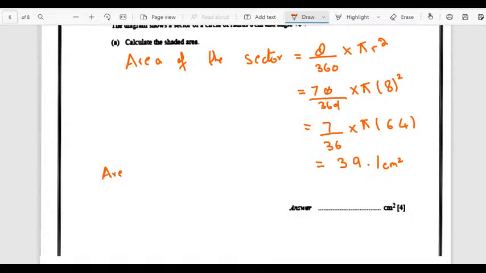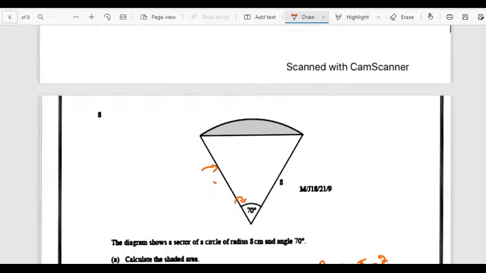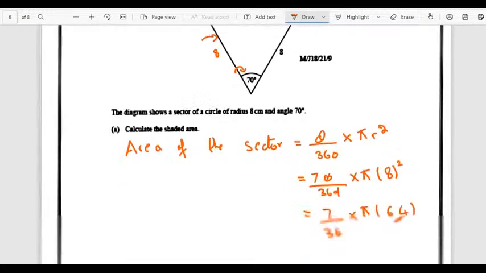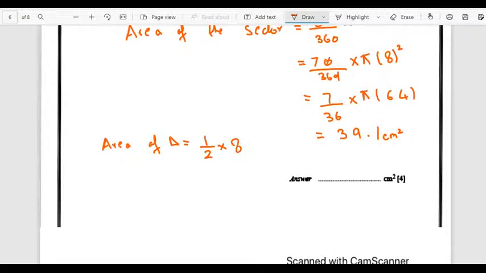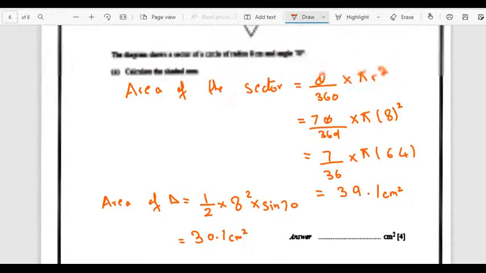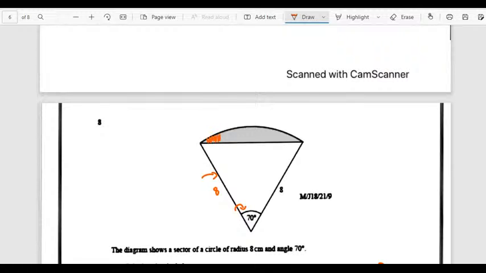So area of the triangle is going to be 1 by 2. We know the two sides and the angle opposite to that side. This side is also 8. So 8 into 8 into sine 70. So that would be 8 squared multiplied by sine 70. And what is going to be this area? 30.1 centimeter square. Okay. And now we need to find the difference in order to find this area.